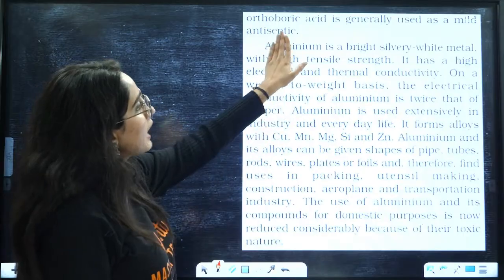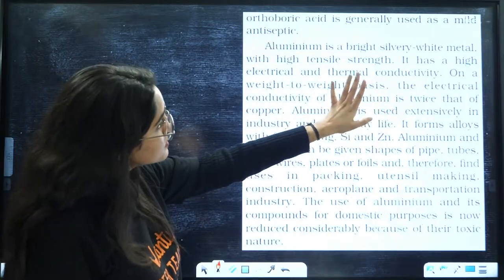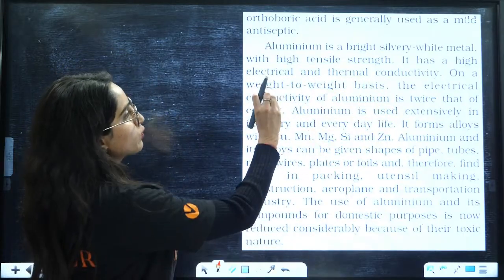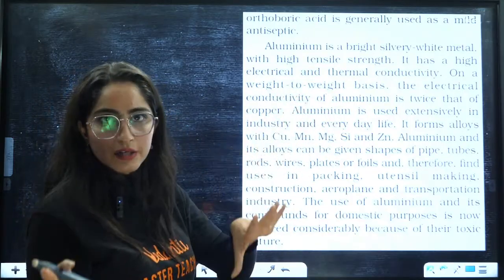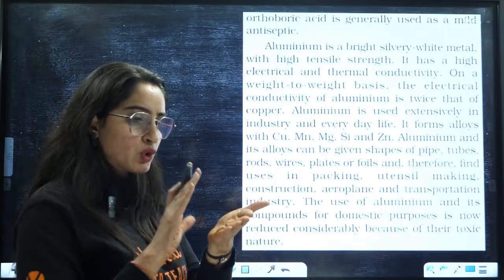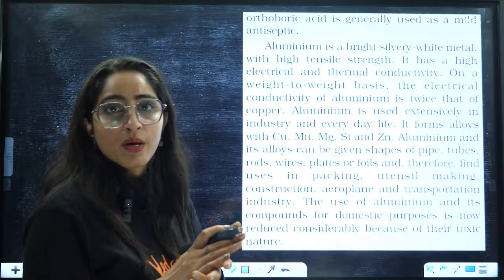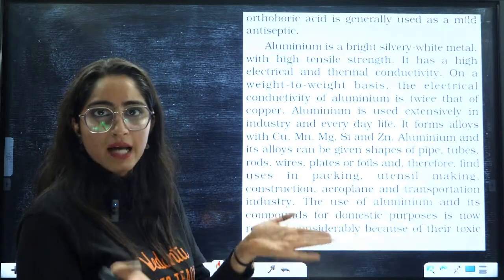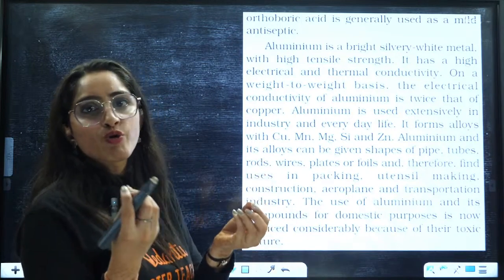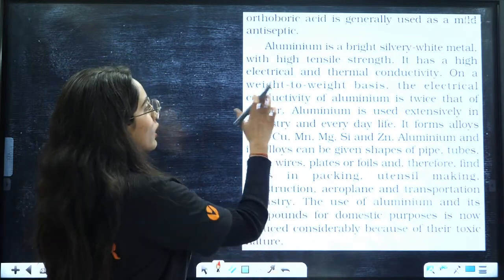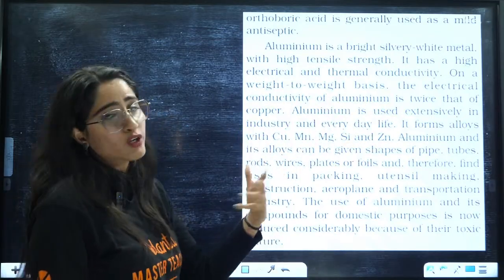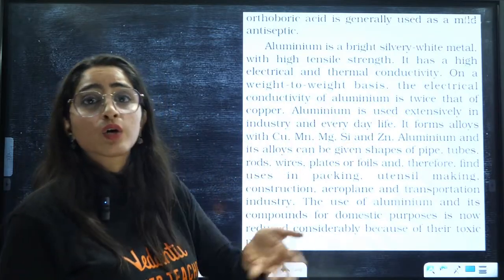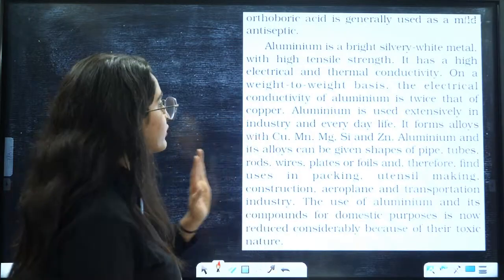So now, aluminium is a bright silvery white metal. This all we know. It has high tensile strength. It has a high electrical and thermal conductivity. That is why when you put a hot roti, chapati inside aluminium foil, it also gets very hot, right? On a weight to weight basis, the electrical conductivity of aluminium is twice that of copper, right? It is a very good conductor of electricity.